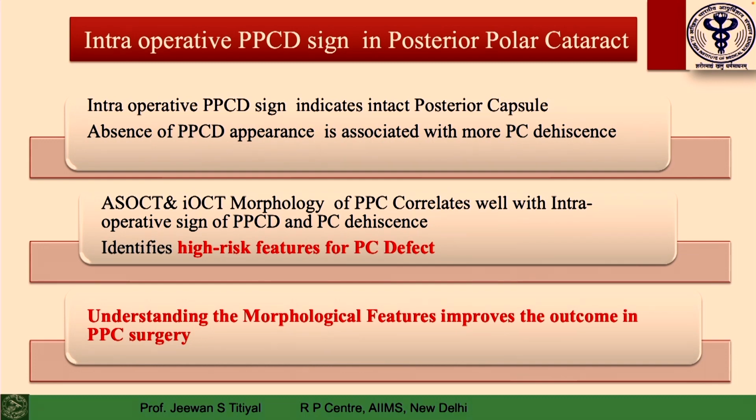If I summarize my talk, I have talked about 2 or 3 important things. During your surgery, if you see a posterior polar cortical disc defect, it's a safety sign for the posterior capsule. If you don't see that, that means the entire posterior polar disc is attached to the posterior capsule. When you pull it, you're going to have a tear in the posterior capsule. So if you have access to anterior segment OCT and iOCT microscope, you can morphologically define these cases. You are sure of what is going to happen on the table, and you can counsel your patient accordingly, and change your surgical plan on the table.